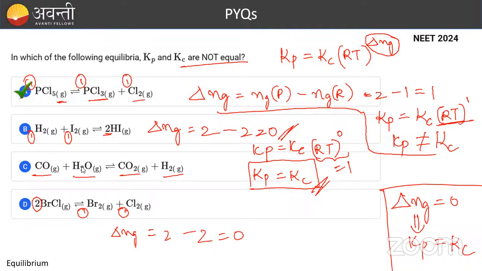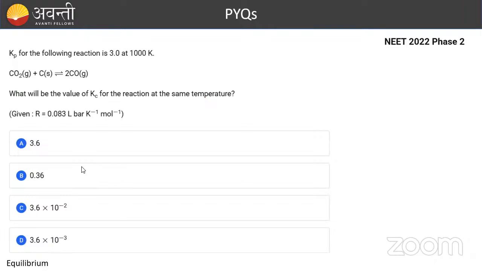Okay, the next question is, Kp for the following reaction is 3 at 1000 Kelvin. So Kp is given. The value 3 is the value of Kp. The temperature is also given as 1000 Kelvin. What will be the value of Kc for the reaction at the same temperature? And R value is also given. Okay. So we are provided with Kp value and temperature value and R value, and we need to find out Kc. So again, use the same relation.